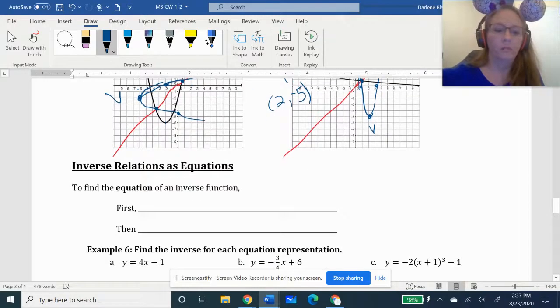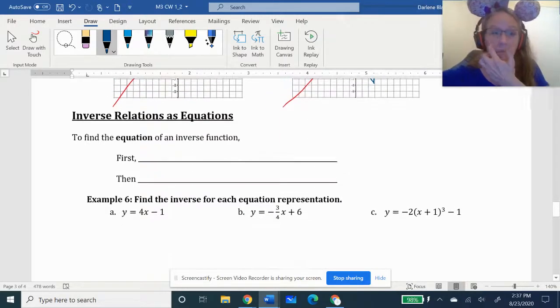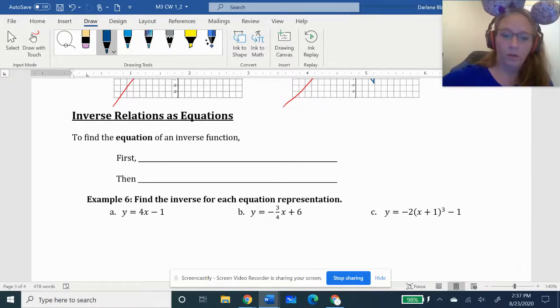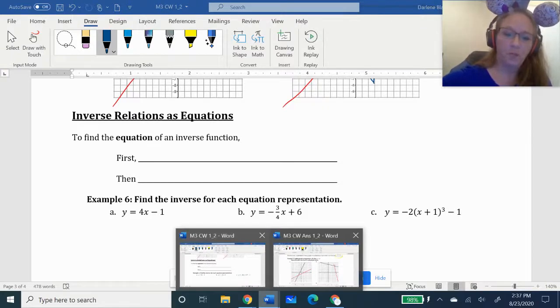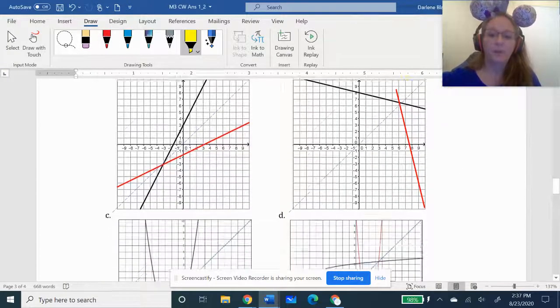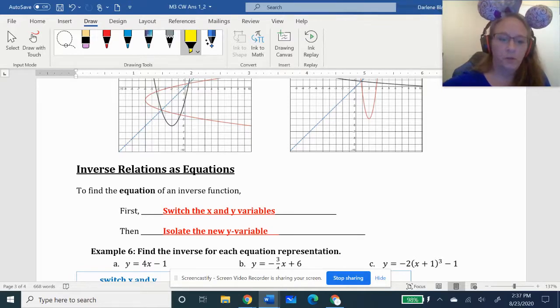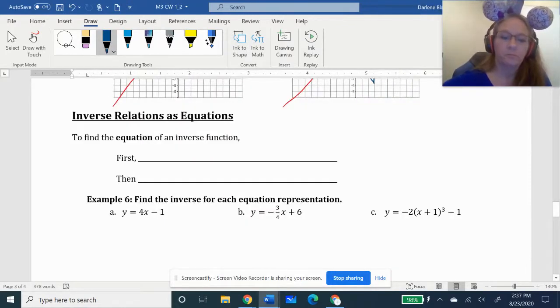Okay. Now, next, inverse relations as equations. So you may have done this before. Maybe you've entirely forgotten how to do it. The first thing you're going to do is switch the x and y variables. Then you're going to isolate the new variable. So let's do one of these together.